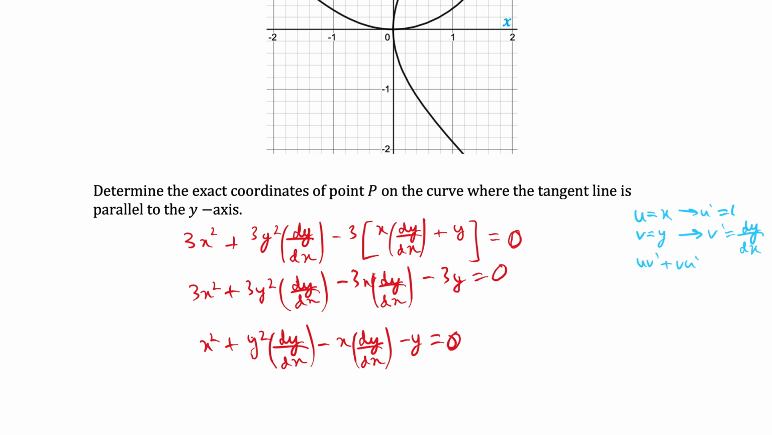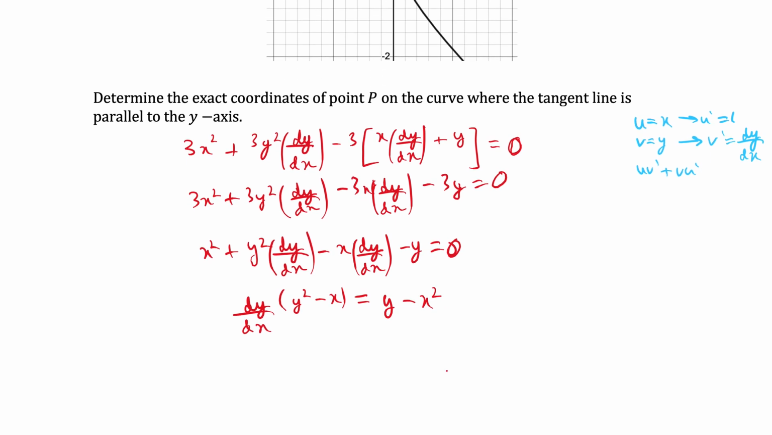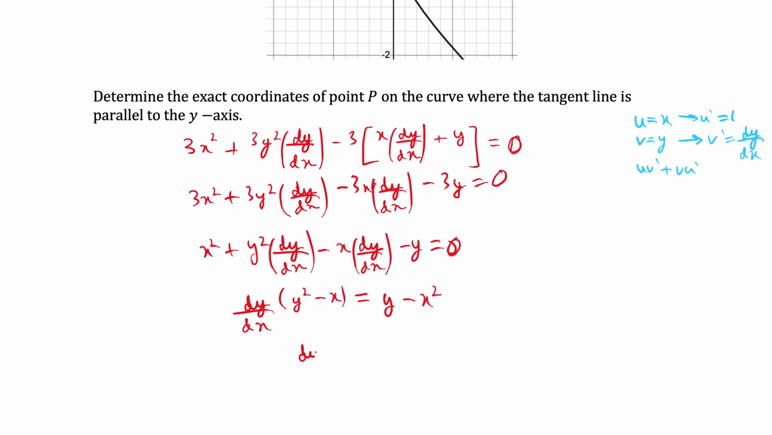Now I can factor out dy/dx from these two expressions. So we have dy/dx inside the bracket, y squared minus x, and I can move x squared and negative y to the right hand side of the equation. So we have y minus x squared. Now we can solve for dy/dx. So dy/dx is equal to y minus x squared upon y squared minus x.